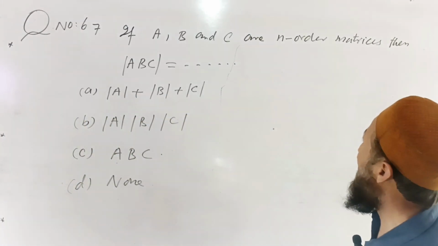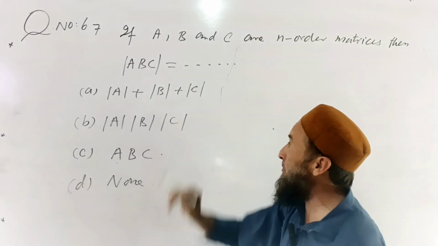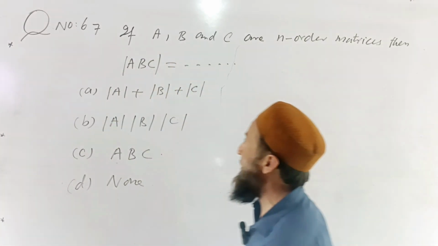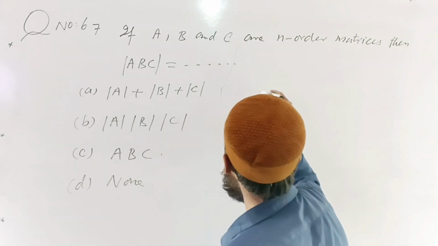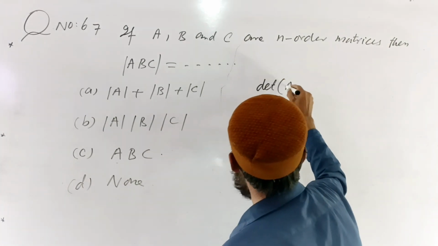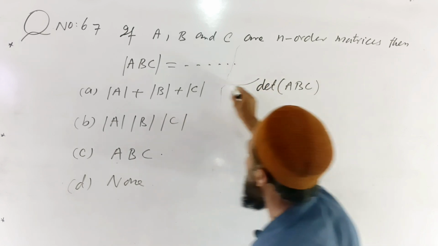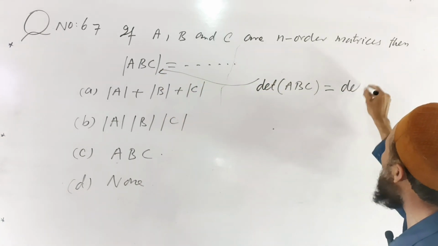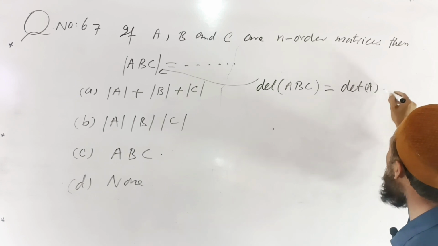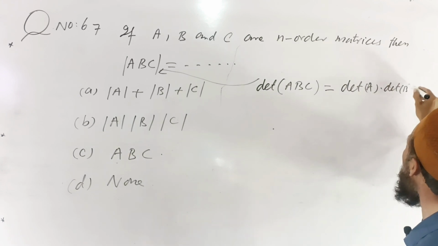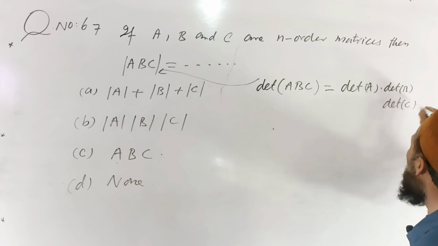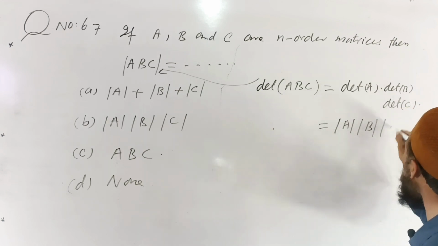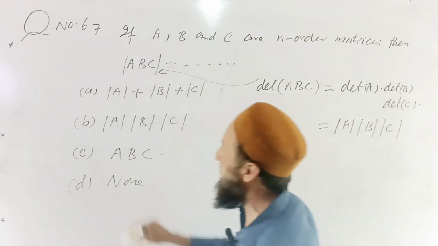So here A, B and C are n order matrices. So the order of each matrix is n cross n. So the determinant of A we can also write in this form, ABC. The given matrix we can write in this form also. So here is a product, so we take the product of each one: determinant of A, determinant of B, and determinant of C. So we can write this as determinant A, B and C. So the correct answer is B.